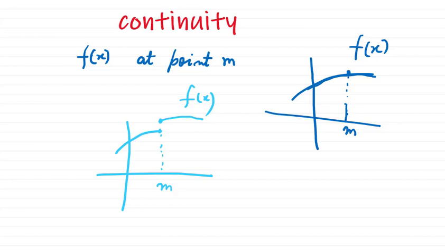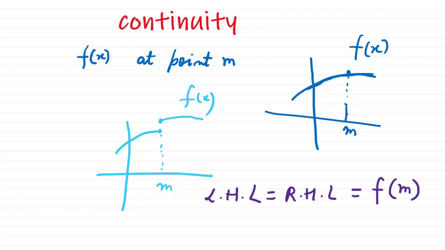Now for checking this, you have learned in your previous classes as well that if the left hand limit is equal to the right hand limit, and that is equal to f(m). Suppose we are finding the continuity at point m, you have to check the left hand limit at m and also the right hand limit at m. That should be equal to f(m). So if these three values are equal, then the function will be continuous, otherwise it will be discontinuous. That is what you have to see for continuity.